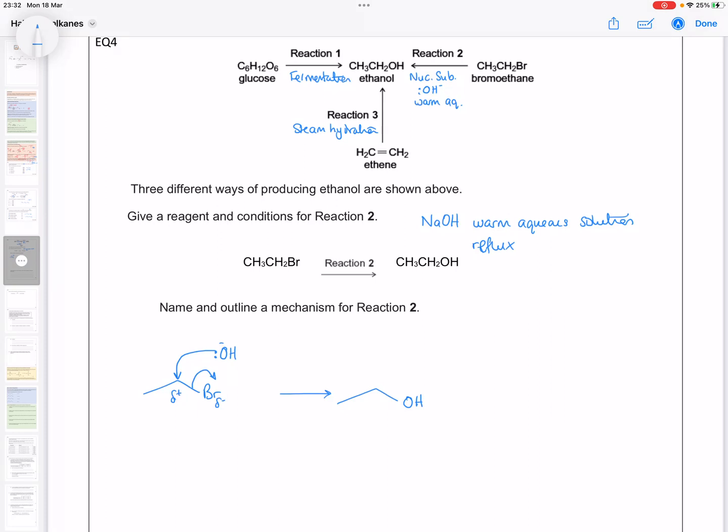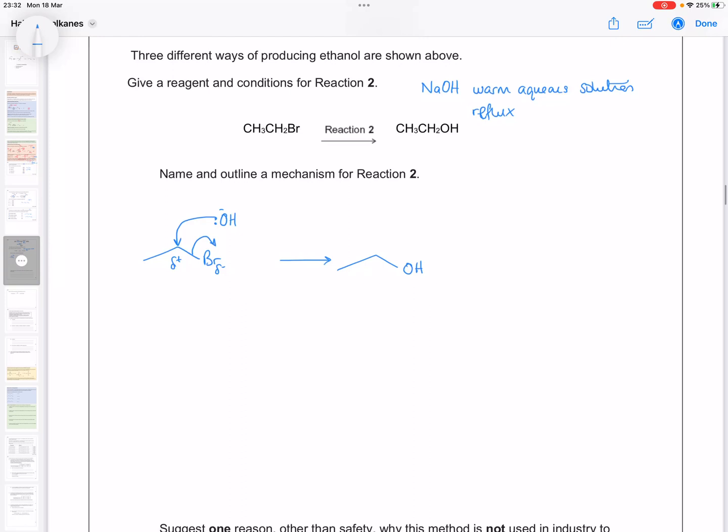We might notice that I do tend to draw mechanisms in skeletal formula. I do find it's considerably easier like that, but I just want you to be aware that it is also valid to draw a mechanism as a displayed formula if you prefer, and sometimes some students do really prefer that, and that's also okay.